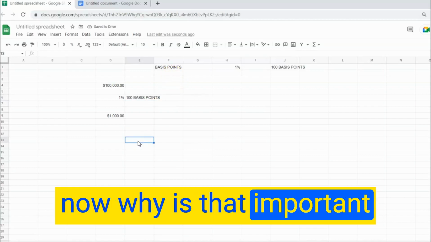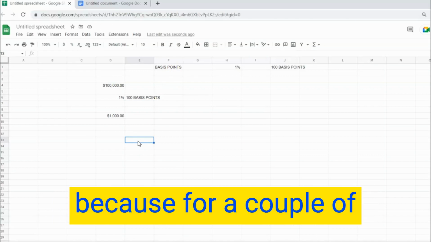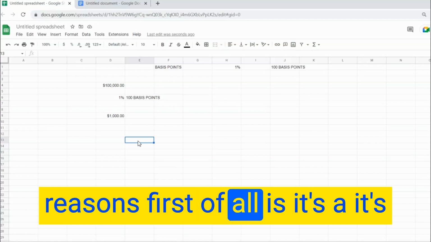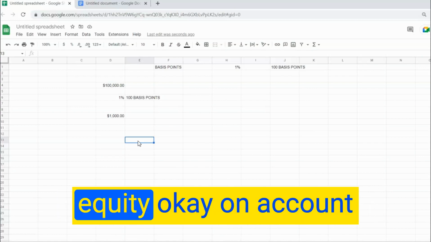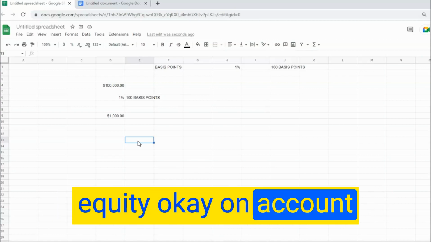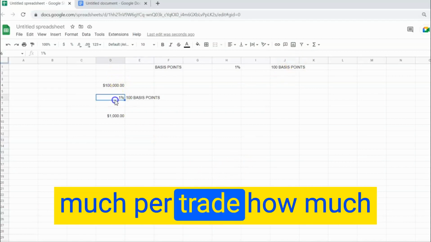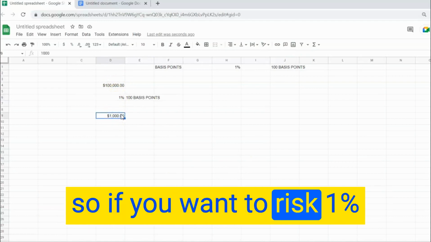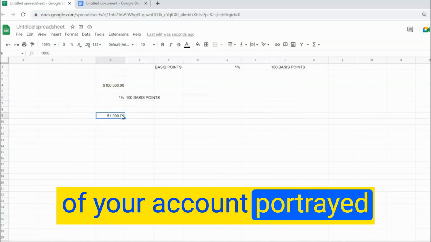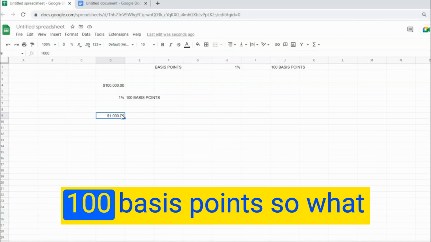Now, why is that important? Well, that's important for a couple of reasons. First of all, it's a way for us to look at our results based on account equity. Now, the first thing you have to decide is how much per trade do you want to risk? So if you want to risk 1% of your account per trade, that's 100 basis points.